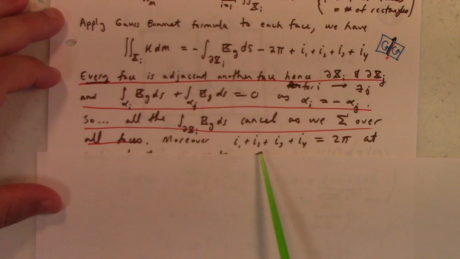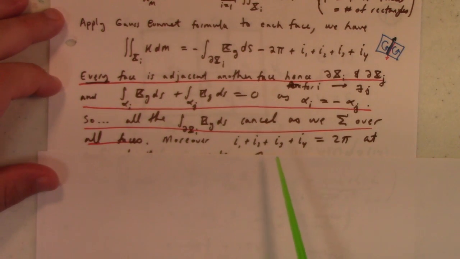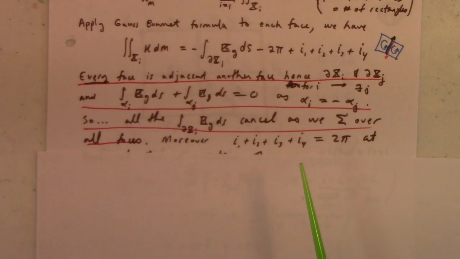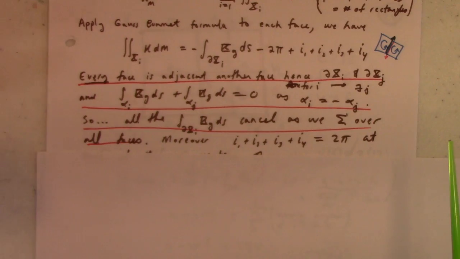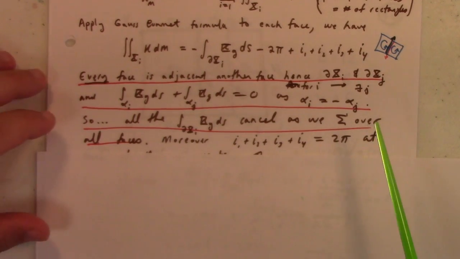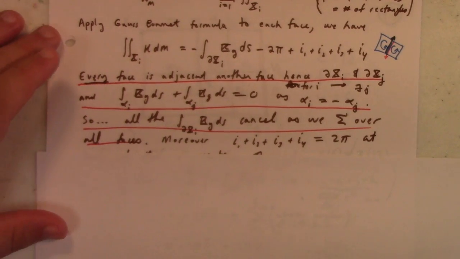And moreover, there is no external curve, right? We're talking about a compact orientable geometric surface. Sometimes this is called a closed surface. There's no edge, all right? There's only interior faces and interior edges is my point. So the fact that these cancel means that these terms completely drop out.